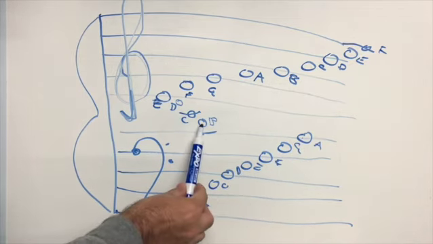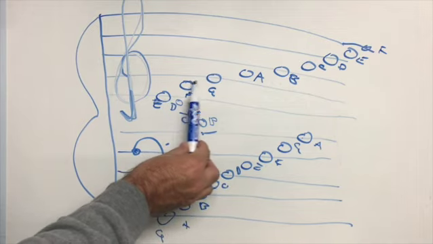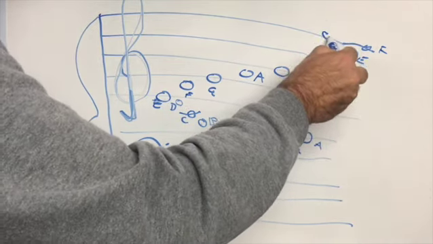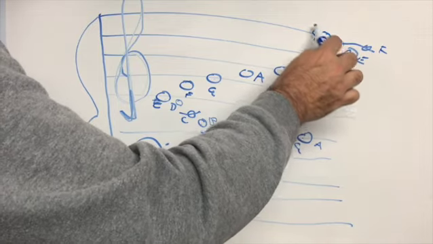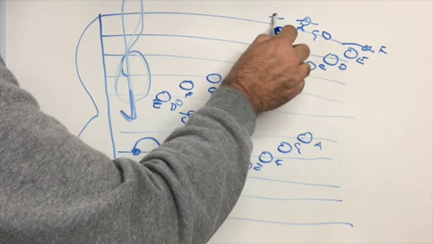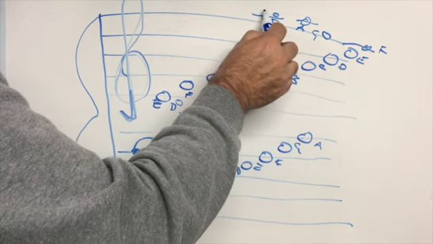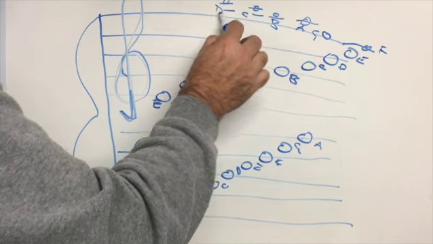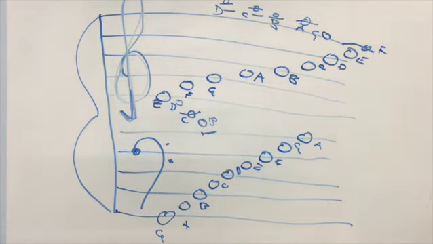A, B, C, D, E, F, G. A, B, C, D, E, F. G would be on the top line. Little ledger line going up. A, B, two lines, C, D, and so on. As we get higher and higher, that's the same as when you go lower.